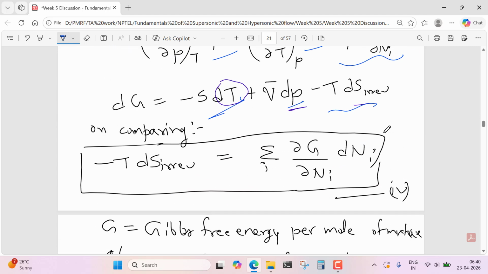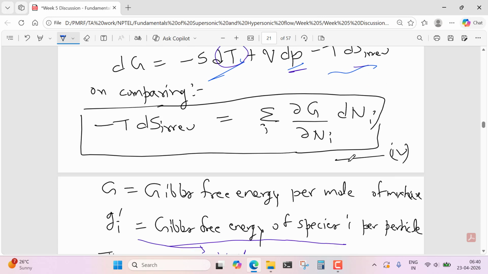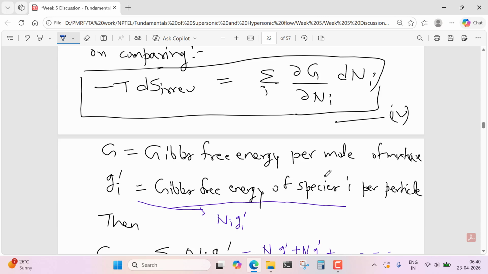So now in the equation, this G is the Gibbs free energy per mole of the mixture. Now let's define another term, Gi dash. So what is Gi dash? Gi dash is the Gibbs free energy of species i per particle.